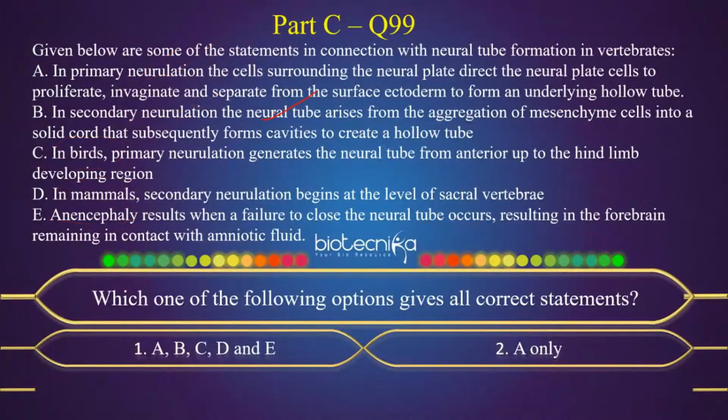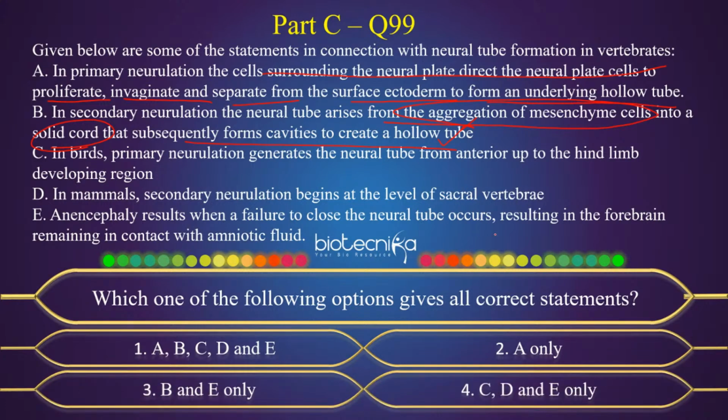In primary neurulation, the cells surrounding the neural plate direct the neural plate cells to proliferate, invaginate, and separate from the surface ectoderm to form an underlying hollow tube. And in secondary, it arises from an aggregation of mesenchyme cells into a solid cord that subsequently forms cavities to create a hollow tube. Now, I told you both A and B are correct, so option 1 is the right answer. Yes, the rest are all correct.